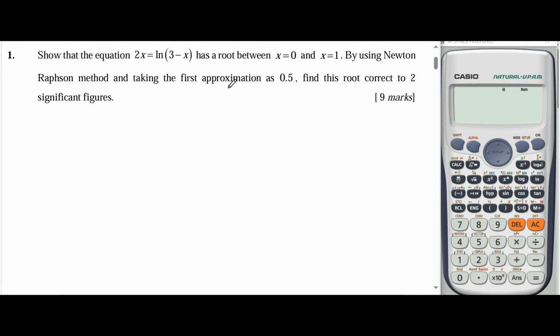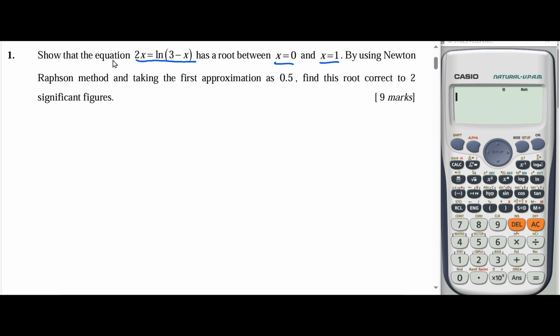So for question number 1, show that the equation 2x equals ln(3 minus x) has a root between x equals 0 and x equals 1 by using the Newton-Raphson method, and taking the first approximation as 0.5, find the root correct to two significant figures. So firstly we get this equation. We need to show that there is a root between 0 and 1.